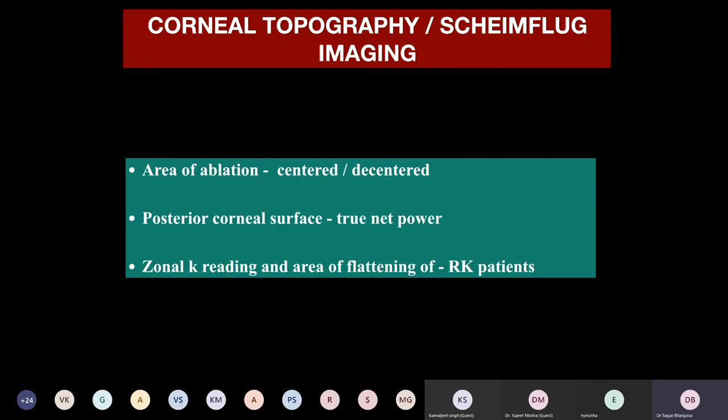So why is corneal topography required? Because corneal topography will help us find out the area of ablation, whether it is central or whether there is a decentration of the ablation, because that will help us understand the possibility of a surprise. Second, it will give you information on the posterior corneal surface, which will help us find the true net power. And thirdly, it will give you zonal K readings. That means the cornea is divided into multiple zones, starting from a one millimeter zone up to even a seven to eight millimeter zone. You are interested in the first 3 or 4 millimeters. It will also tell you how much is the area of flattening in RK patients, so accordingly you can take that data based on the flattening.